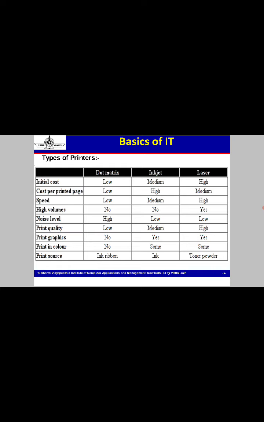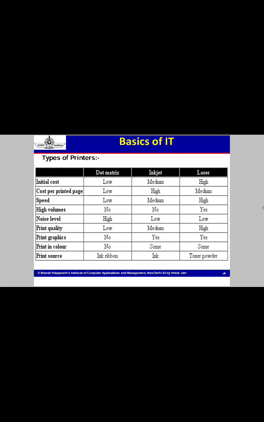And inkjet printers. In inkjet printers, the initial cost is medium, the cost per page is high, and the speed is medium. Generally the speed of a printer is measured in ppm, pages per minute. Noise is very low, and print quality is medium. Printing graphics is yes. Color printing is yes. And the printing source is ink.